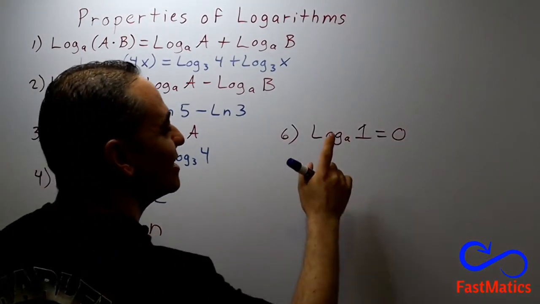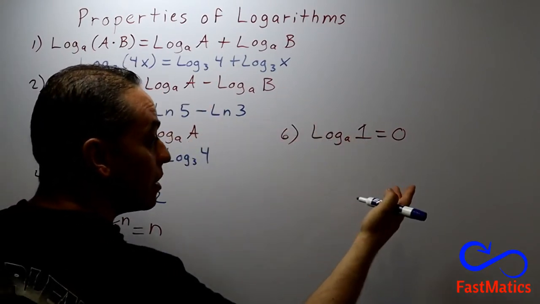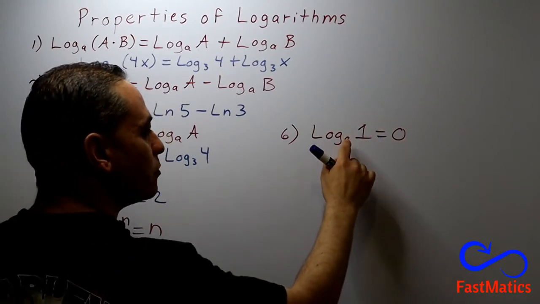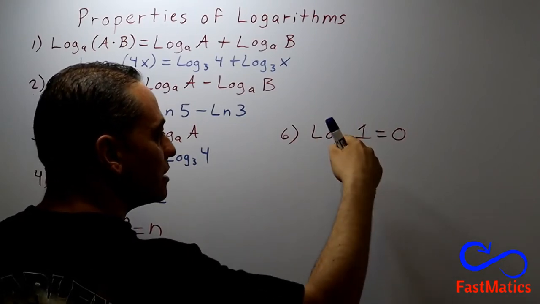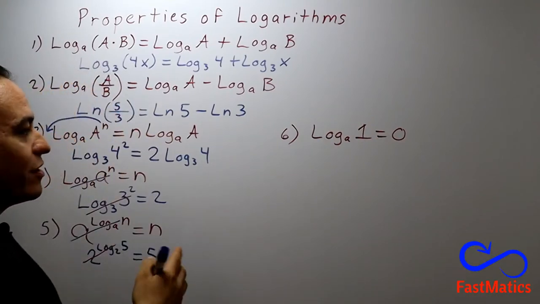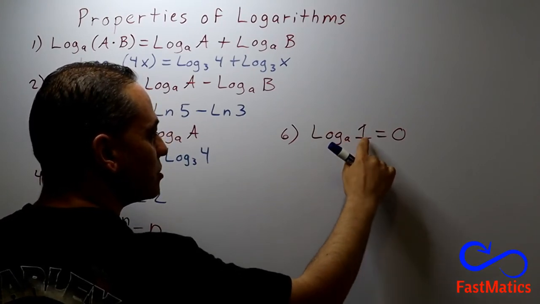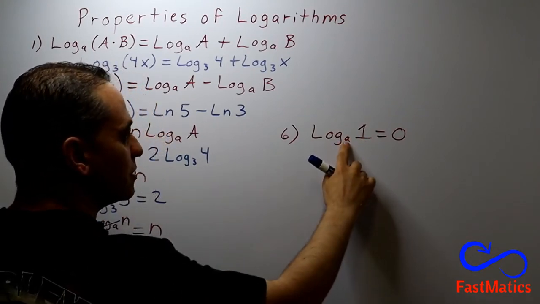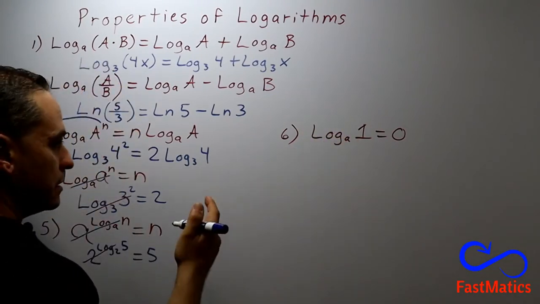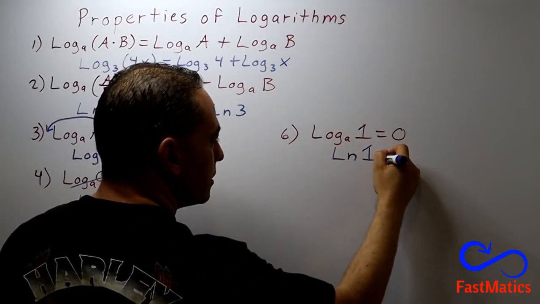Next property. Always logarithm base anything of 1 is 0, because no matter what number you have, raised to the power of 0 will give you 1. Remember the definition of logarithm. We need to find the exponent of this base to get the argument. So the exponent of anything must be 0 to get 1. Then, for instance, natural logarithm of 1 will be 0.